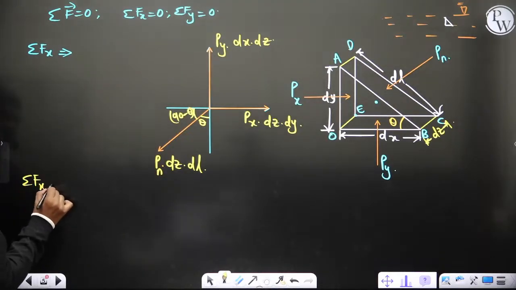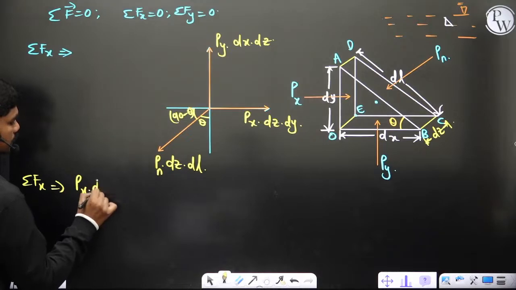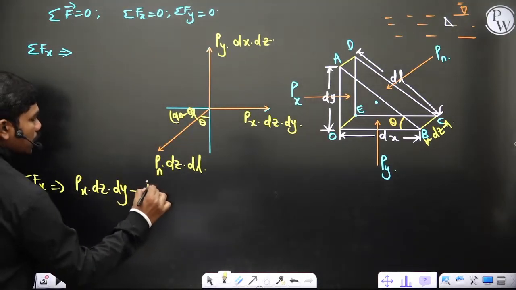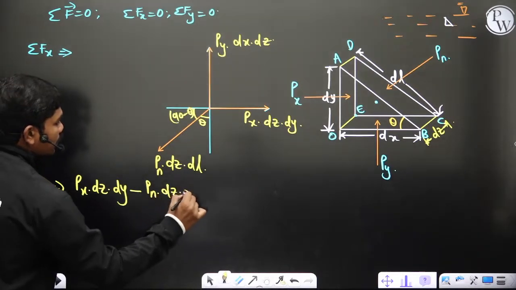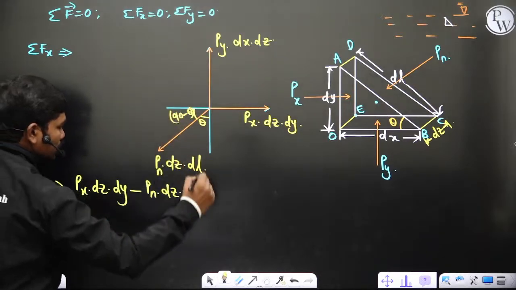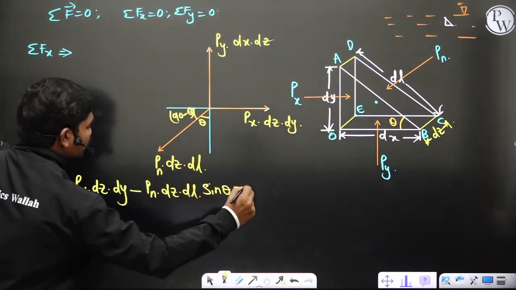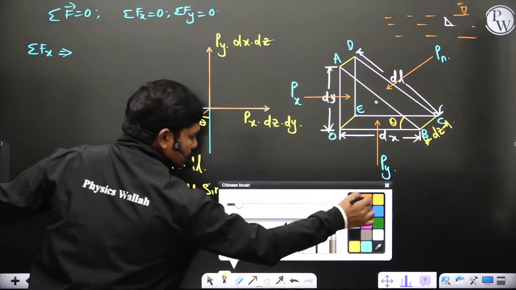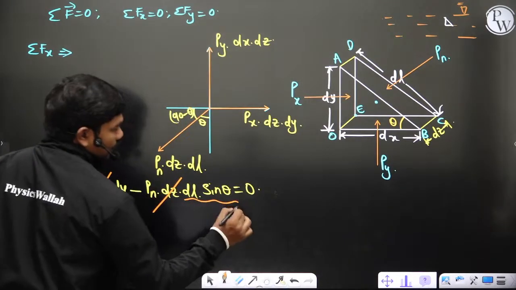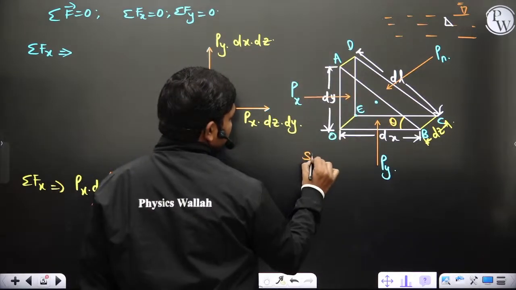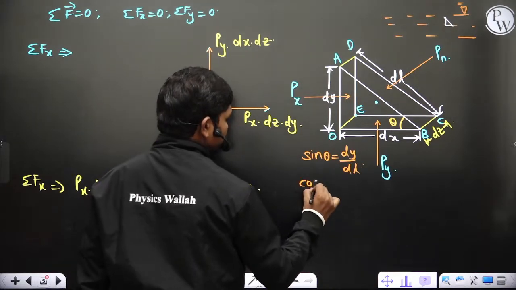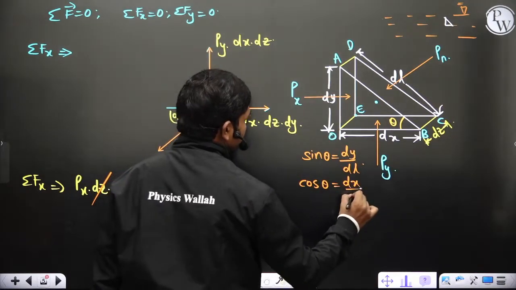So sigma Fx, if you see this, Px dz dy, and obviously the resolution of this will be minus Pn dz dl. This cos of 90 minus theta component will be acting along the x-axis, so cos 90 minus theta is sin theta, which is equal to 0. But clearly you can understand one thing, this dz and dz get cancelled, and this is dl sin theta. From this particular triangle, sin theta is nothing but dy by dl, and cos theta is nothing but dx by dl, obviously.